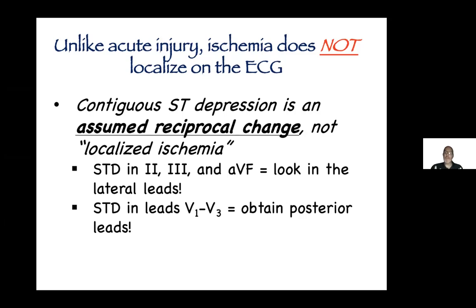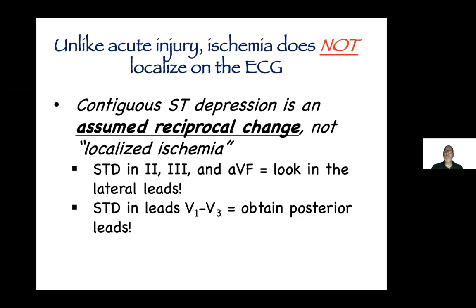So when you see localized ST depression, that in your mind is a reciprocal change to something. So if you use that little Pails mnemonic that we just talked about, say, well, I see some ST depression in 2, 3, and aVF, and I know that that's reciprocal with my high lateral leads, I'm going to look for some ST elevation in leads 1 and aVL. So the machine cannot localize ischemia, it localizes injury.